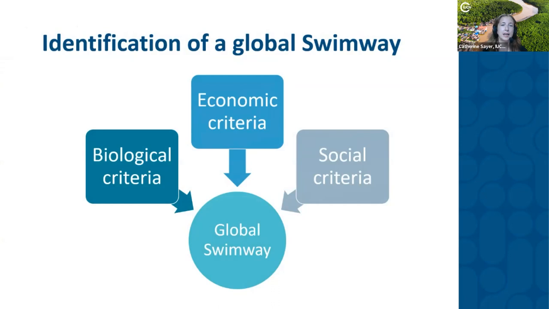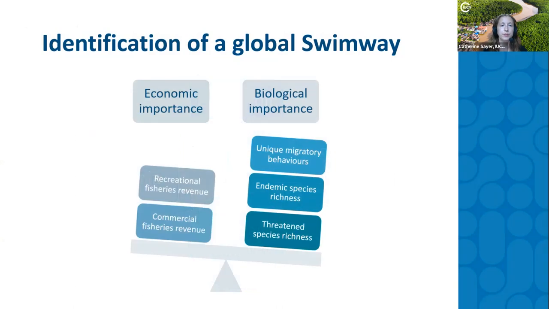Once we have these data, we will be well placed to start on the identification of global swimways. The approach will be underpinned by metrics of different types, biological, economic, and social, and should allow metrics to be used independently of each other to identify a swimway. It's really important that the framework is flexible enough to incorporate a range of data, and we'll need to have considerable discussion on how best to compare swimways across these quite different metrics.